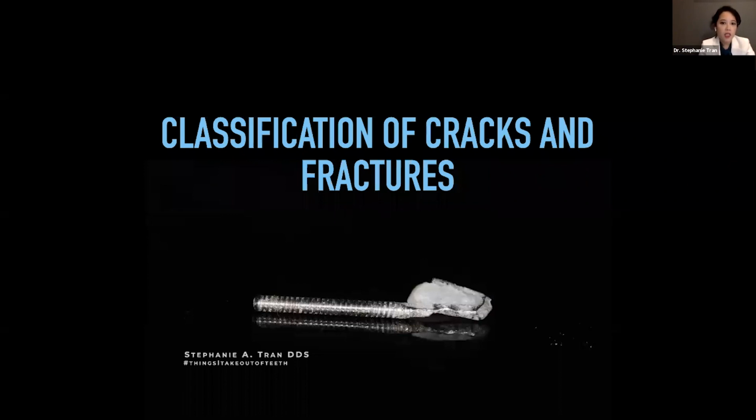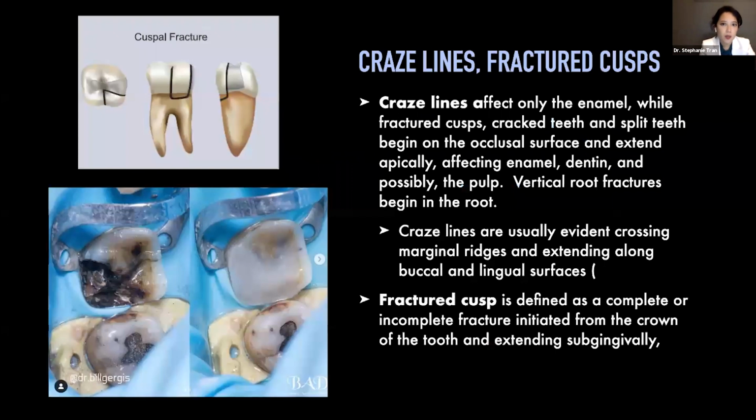So when we see all these cracks and fractures, how do we define them? A lot of times the names and classifications get used interchangeably or mistakenly. So this is just a really quick refresher on their diagnosis. There are craze lines, which are mostly just in the enamel, versus a true fracture. A fractured cusp is where the cusp is completely fractured through, whereas cracked teeth and split teeth are more extensive.